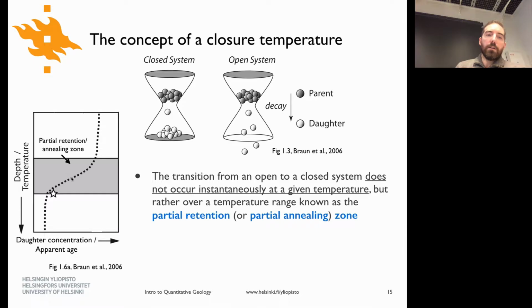So this region in here is called the partial retention or partial annealing zone. You can maybe just think about it as partial retention right now. And of course, the name is kind of obvious, it means you're retaining some of the daughter product that's produced, but not all. So down here, you're losing it. Up here, you're keeping it all. And in the gray zone, you're keeping some of the daughter product.